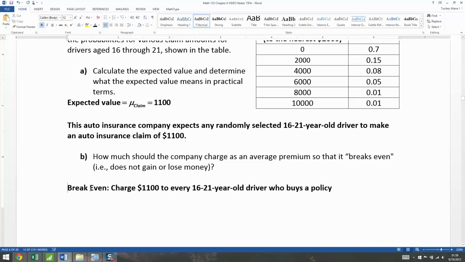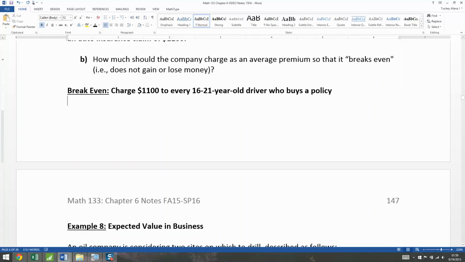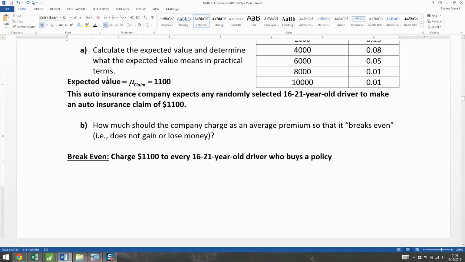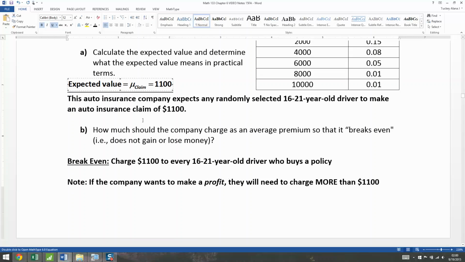Right. But of course, if they want to make a profit, we make a note down here. If the company wants to make a profit, then they're going to have to charge more than $1,100. There, I just kind of put that in there for us. So if the company wants to make a profit, which hypothetically speaking they would want to, they're going to need to charge more than $1,100 to every single one of those drivers.